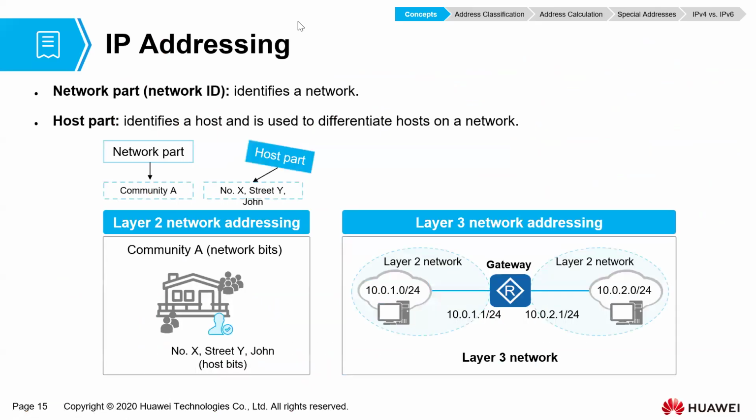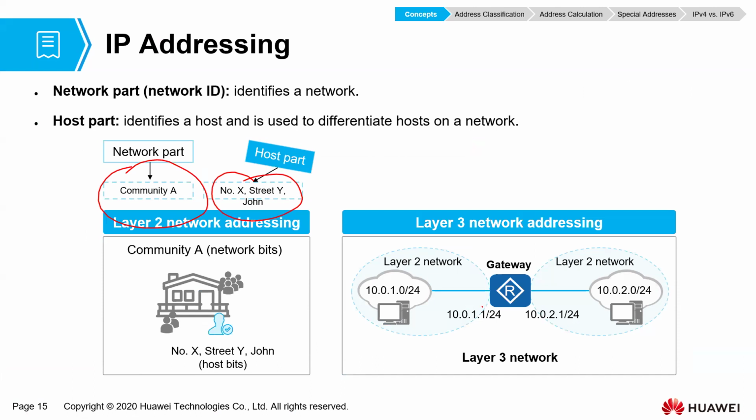Right. The network part identifies the network. I think we've gone through this. Here they used an analogy, community A, almost the same thing. So the network part identifies community A. The host part identifies a street within that community. That is basically what the structure of an IP address has to offer.